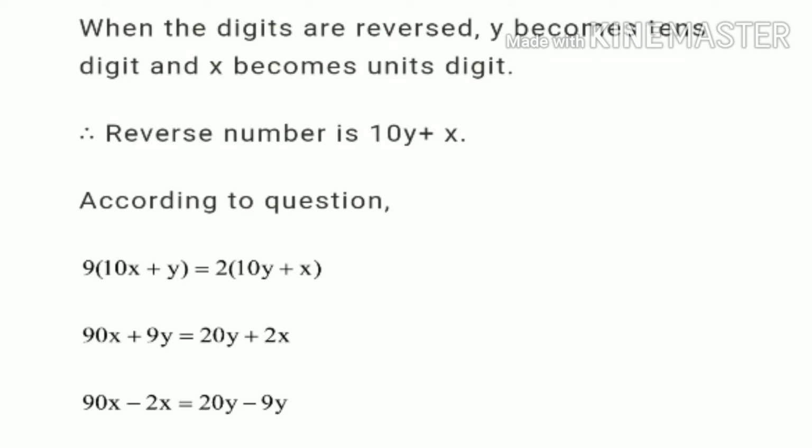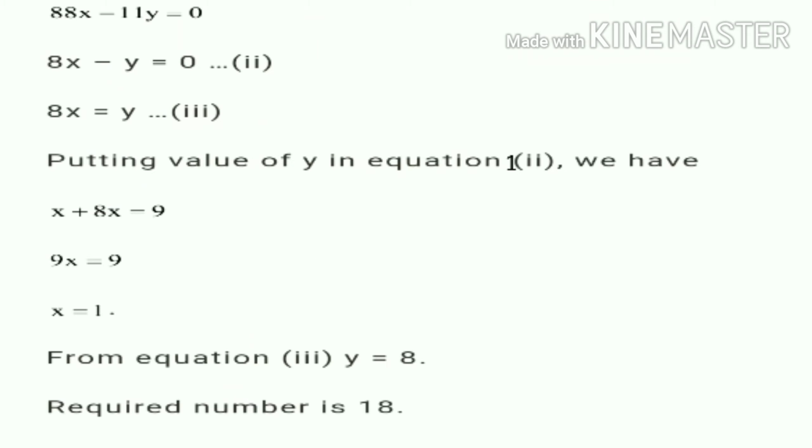So the equation we are getting is 8x minus 11y is equal to 0. Dividing through, 8x is equal to y. So we can put the value of y in equation number 1, that is x plus 8x is equal to 9. That's why 9x is equal to 9 and x is equal to 1. If x is equal to 1, we know x plus y is equal to 9 from the first equation, so y is equal to 8. So the required number is 18.